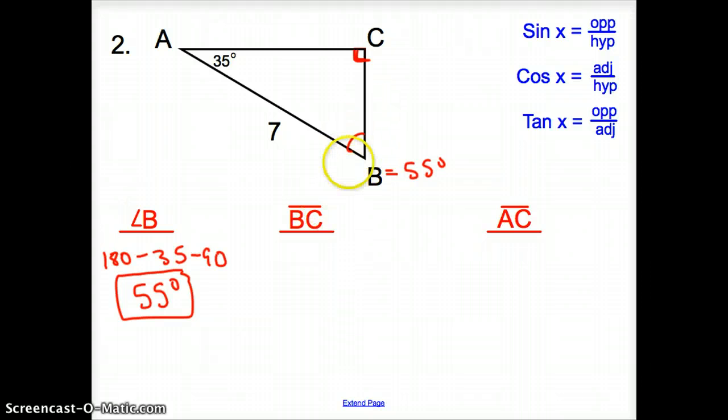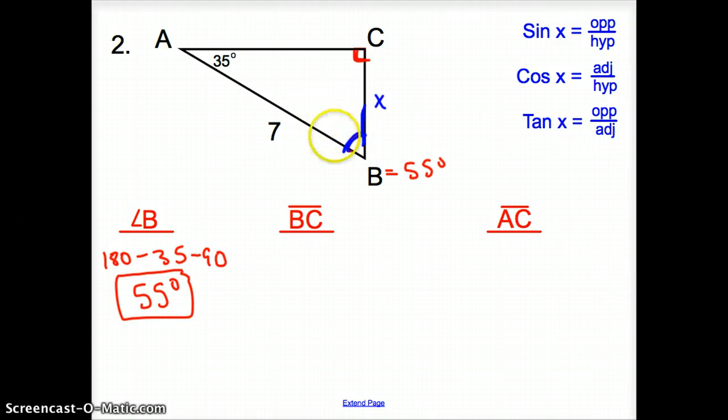Now I'm looking for side BC. This side right here, this means line segment BC. Well, I'm just going to call this X for right now. I need to find X. I'm going to use angle B to find that side X. So if I use angle B, that X is going to be adjacent.